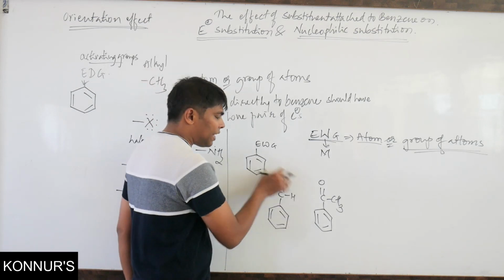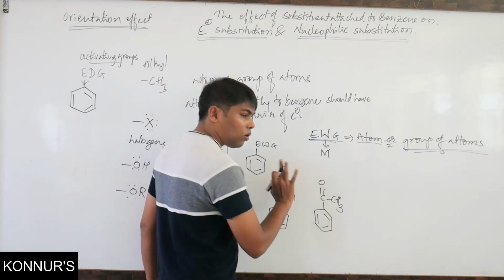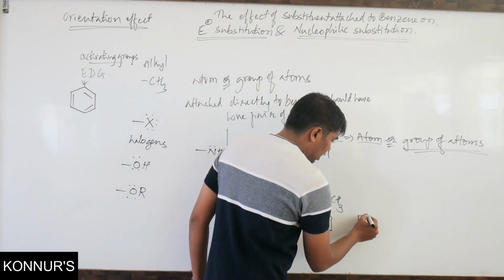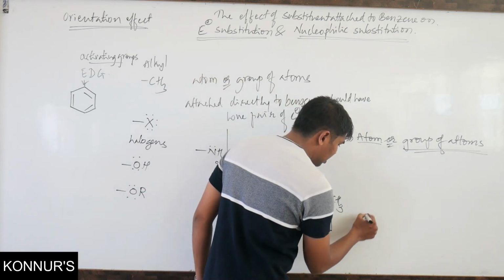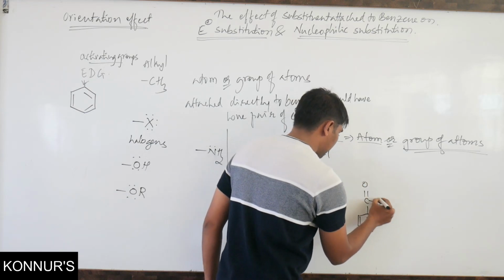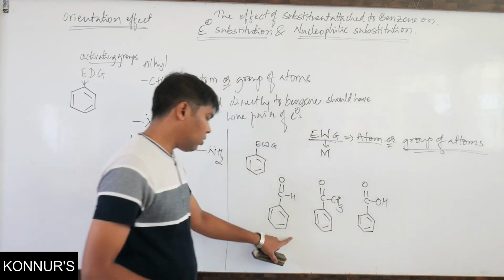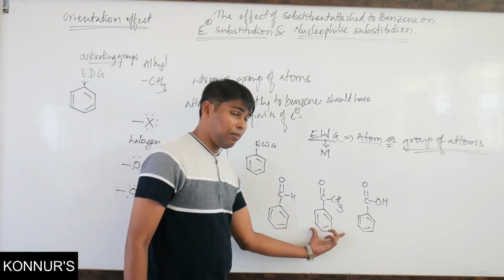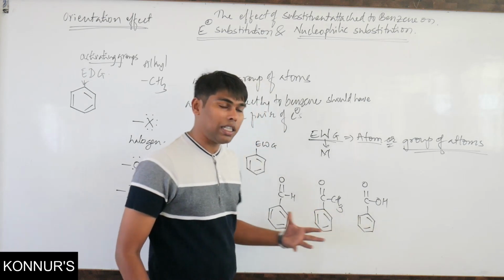This is a benzaldehyde. This is an acetophenone. It's a ketone kind of a compound. And if you take this example, let us suppose this is the benzoic acid. So aldehydes, ketones and carboxylic acid: aromatic aldehyde, aromatic ketone, aromatic carboxylic acid.